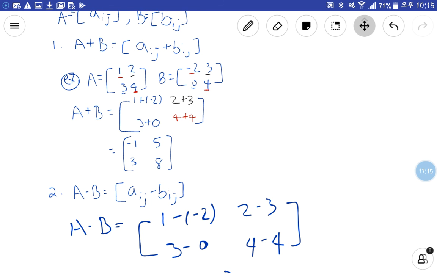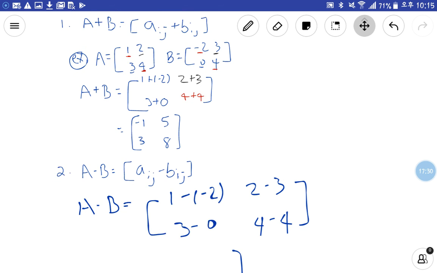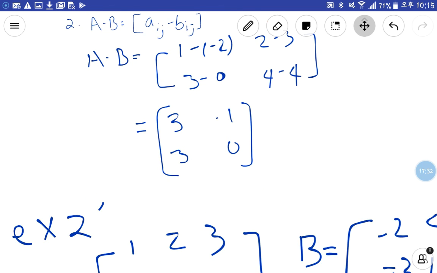So if matrices A and B don't have the same order, you obviously cannot combine them. After you combine matrices of the same order, your answer is also going to be the same order. Okay?